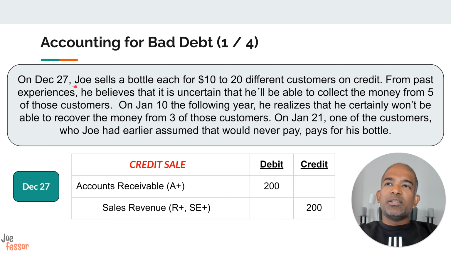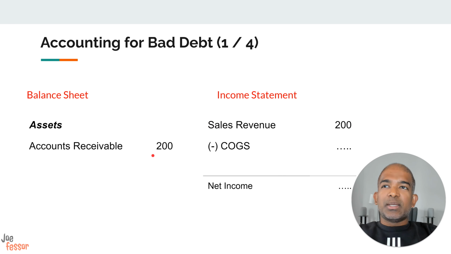First, on the 27th of December, Joe sells a bottle each for $10 to 20 customers. So Joe earns a revenue of $200, so you would credit your revenue account by $200. And you would debit your accounts receivable of $200 because cash hasn't been paid yet. So let's look at how that looks on the financial statements.